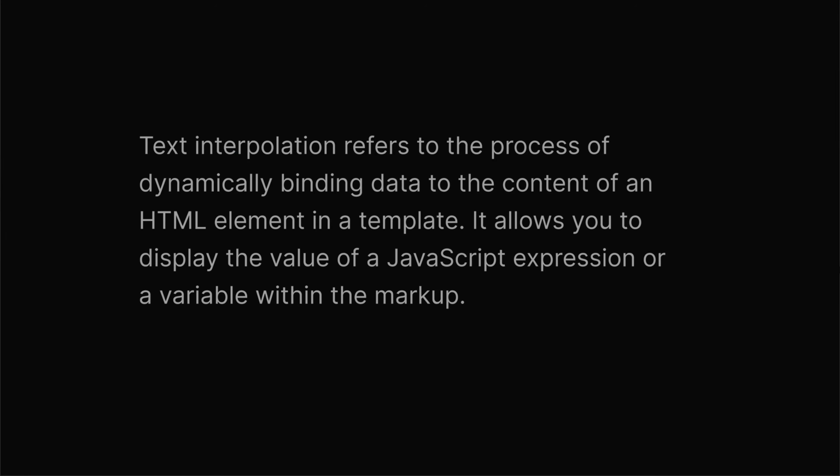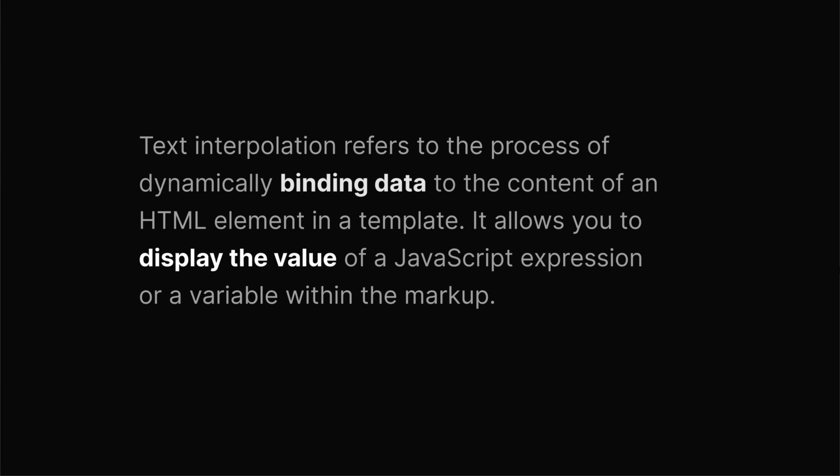So now let's talk about something called text interpolation. Text interpolation refers to the process of dynamically binding data to the content of an HTML element in a template. It allows you to display the value of a JavaScript expression or variable within markup. Now what do I mean by all of this gibberish? Now let me just break this down one by one.